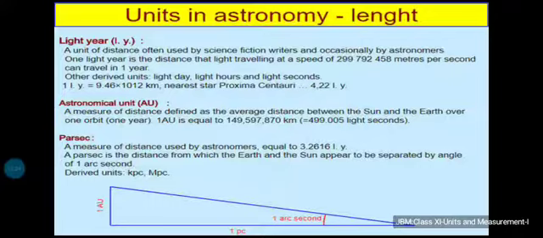Lastly, parsec. A parsec is the distance from which the earth and sun appear to be separated by an angle of 1 arc second, and it is equal to 3.2616 light years. It is a huge unit. It's a very big unit.